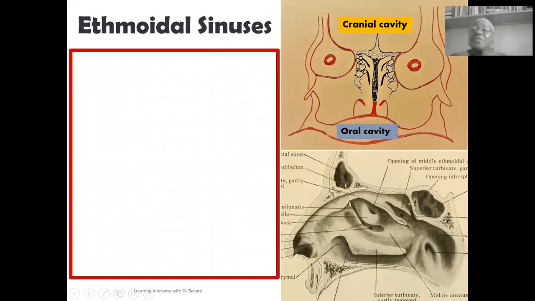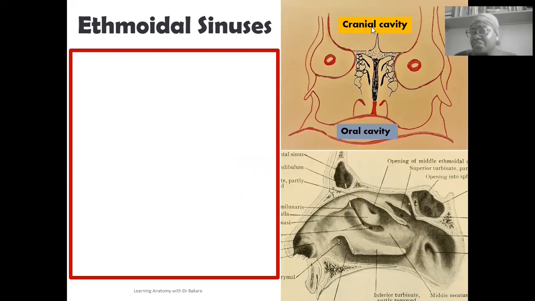So as we are moving further, let's look at the ethmoidal sinuses. The ethmoidal sinuses are one of the interesting paranasal sinuses. And of course, as the name implies, they are located within the ethmoid bone. So if you look at this configuration up here, this is where we have the cranial cavity up. Down we have the oral cavity.